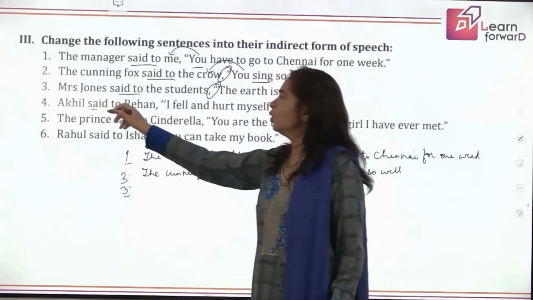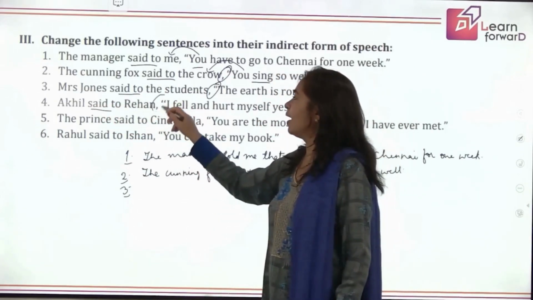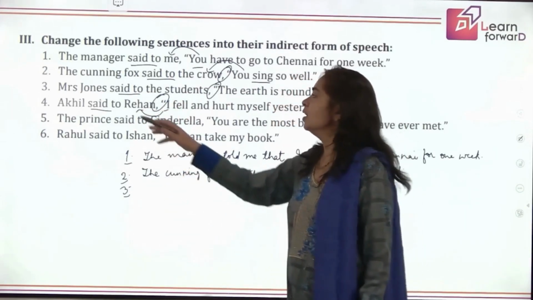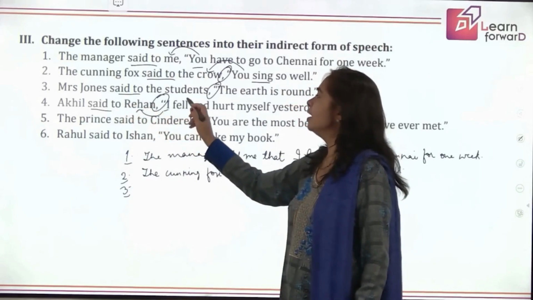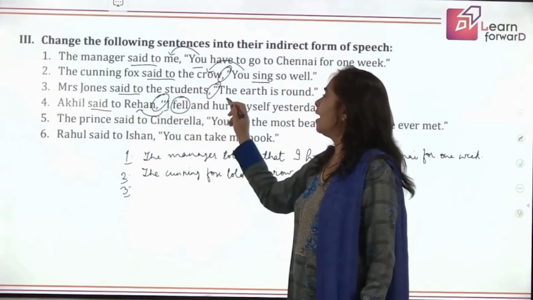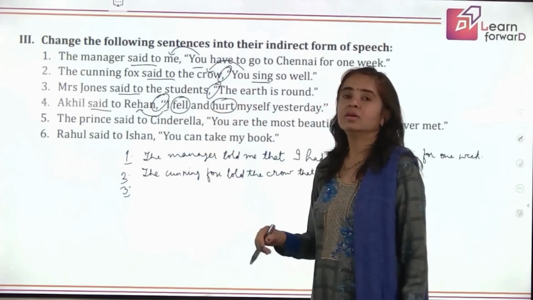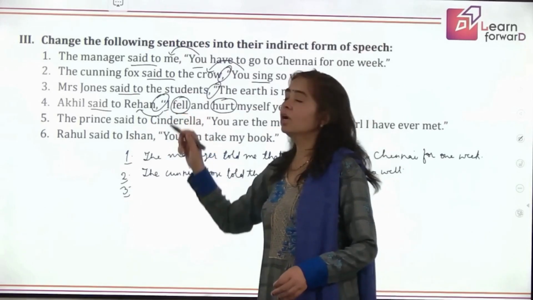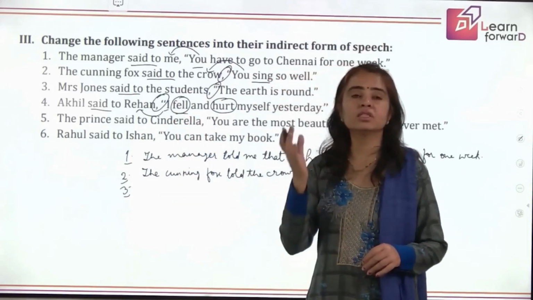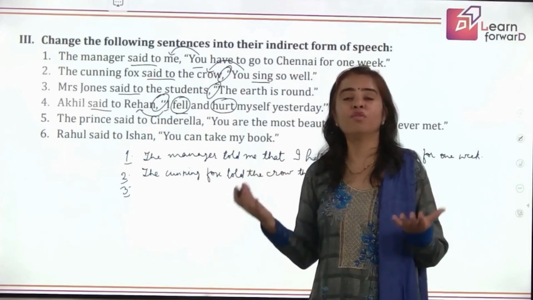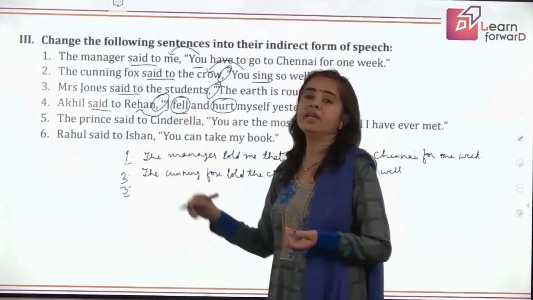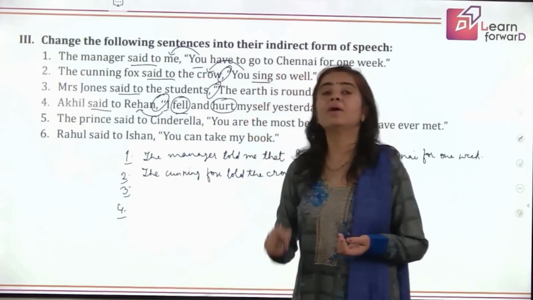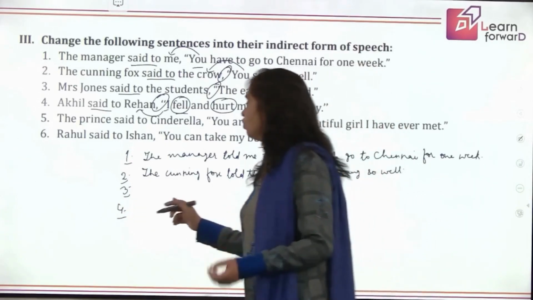Coming to the next. Akhil told Rehan that I will change according to the object. Third person. Yes. Akhil told Rehan that I fell and hurt. What is this tense? No, this is not present tense. This is past tense. What is the present form of fell? It is fall. So, this is already in past tense. You need to change past tense to past perfect tense. So, how will you say?